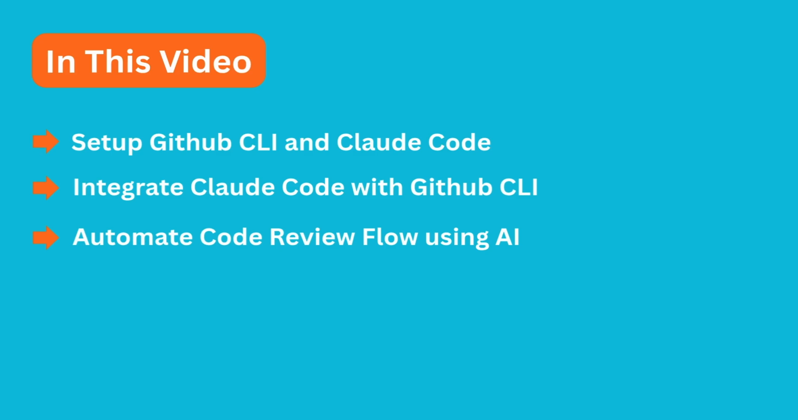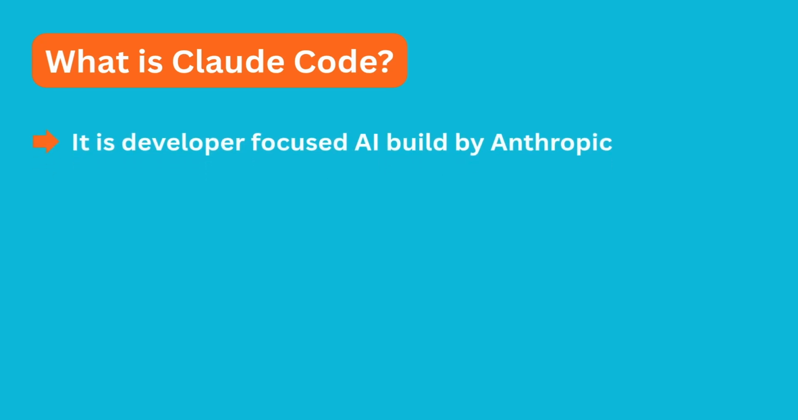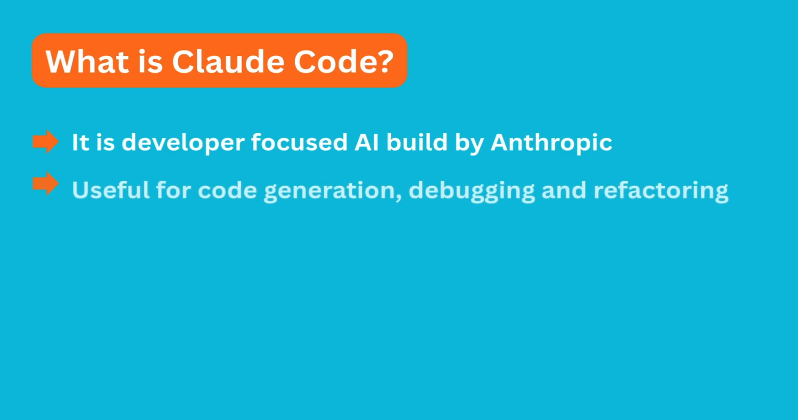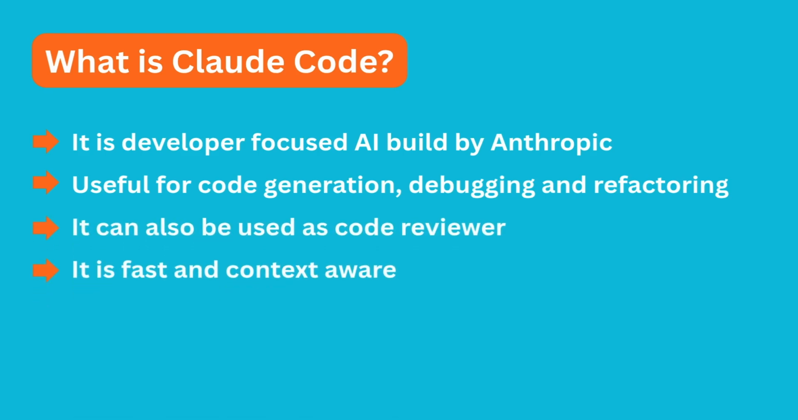So let's get started. So first, what exactly is Claude Code? Claude Code is Anthropic's developer-focused AI built especially for tasks like reviewing, refactoring, debugging, and explaining your code. Think of it like having a super smart teammate you can talk to right from your terminal. You can use it to generate or debug code, explain complex functions line by line, refactor entire files, or even review full pull requests automatically. It's fast, context aware, and integrates beautifully with GitHub CLI, which is exactly what we will set up next.